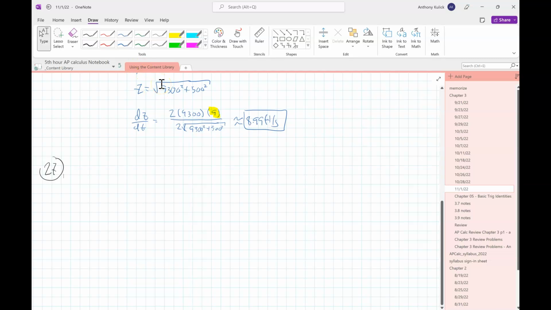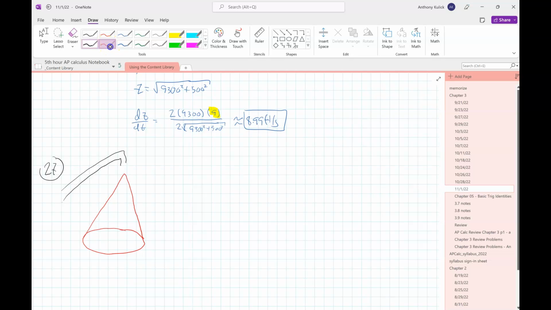Okay. Gravel is being dumped from a conveyor belt at a rate of 30 cubic feet per minute, and its coarseness is such that it forms a pile in the shape of a cone whose base diameter and height are always equal. How fast is the height of the pile increasing when the pile is 10 feet high? And they were kind enough to give us a picture here. And we have some chute up here dropping our gravel.